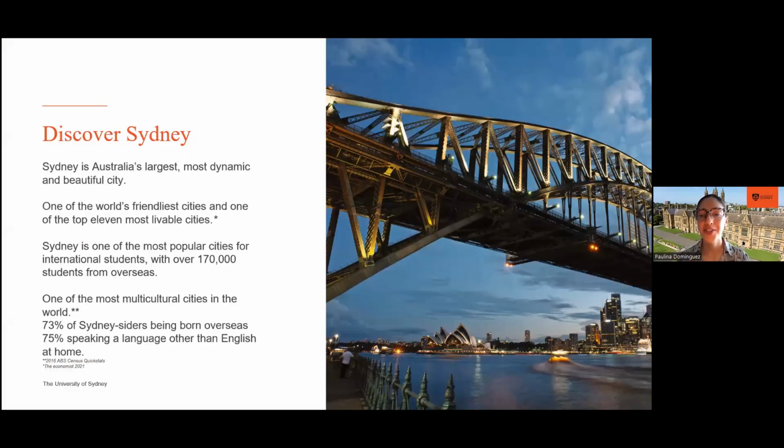First of all, I would like to talk a little bit more about Sydney as a city. Sydney is a beautiful city. It's Australia's largest and most dynamic and beautiful city. To be honest, I don't think I've ever been in a more multicultural city than Sydney. It's crazy the amount of people you see from overseas. When I saw the statistics, I was a little bit in disbelief, because they say that 73% of Sydneysiders were born overseas, and 75% speak a language other than English at home. So that actually speaks of how multicultural this city is.